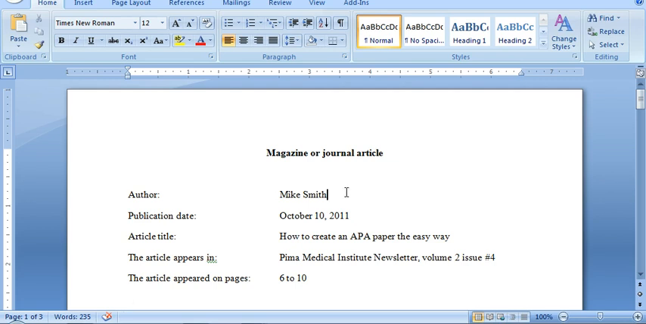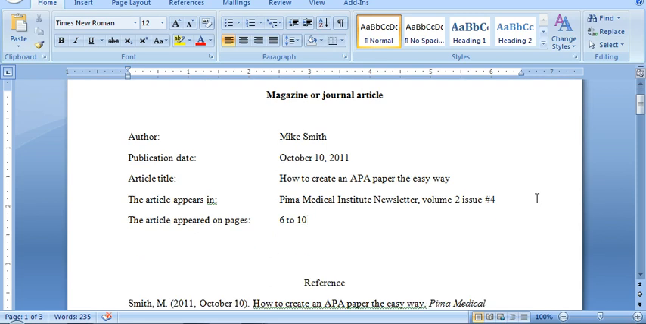On screen we have some basic information of an article that we are going to reference. We have the author's name, the publication date, the article title, the name of the journal in which the article appeared, along with the volume and issue number, and the pages that the article appeared on. So let's take a quick look at the structure of the actual reference.